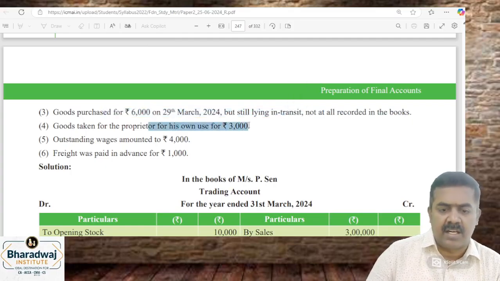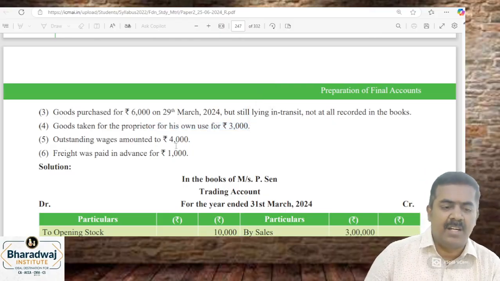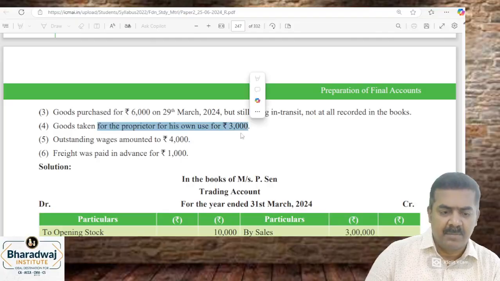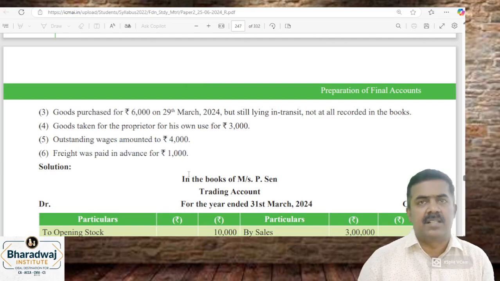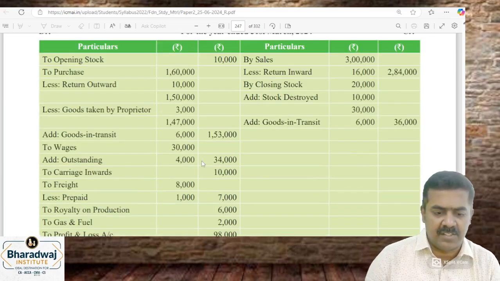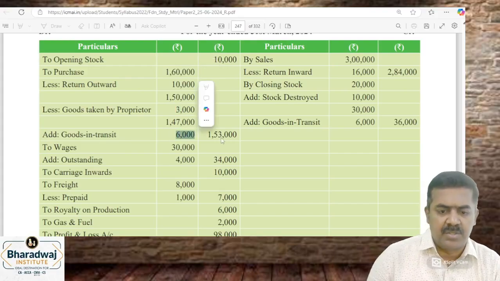Goods taken by the proprietor for personal use are drawings, which will be eliminated from purchases. Outstanding wages you will add to wages. Freight paid in advance you will eliminate, because that's an expense that belongs to which year? Next year.